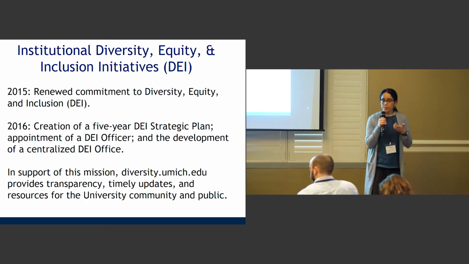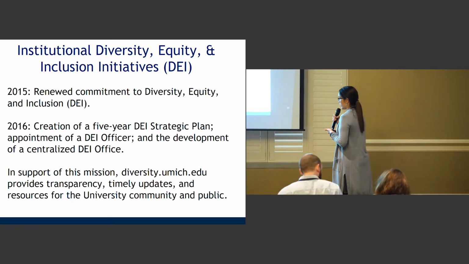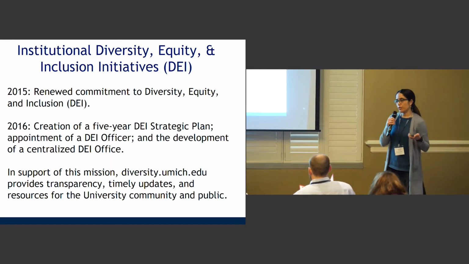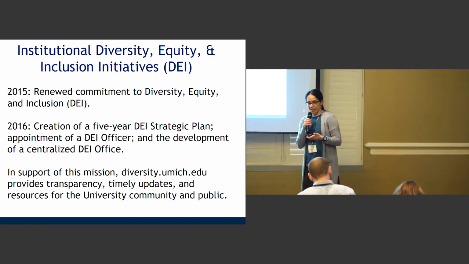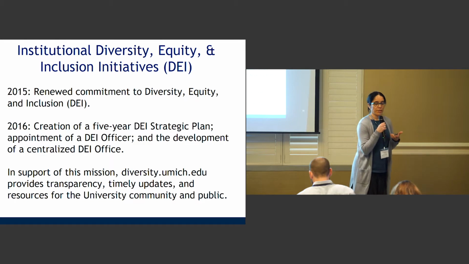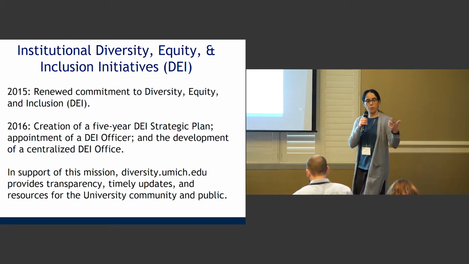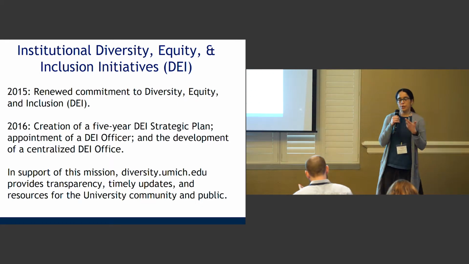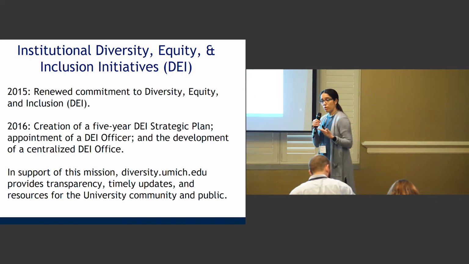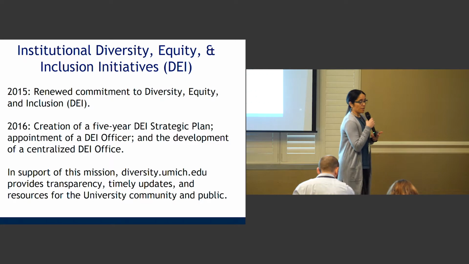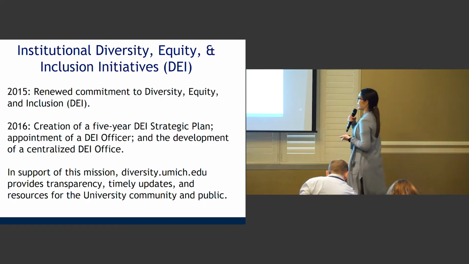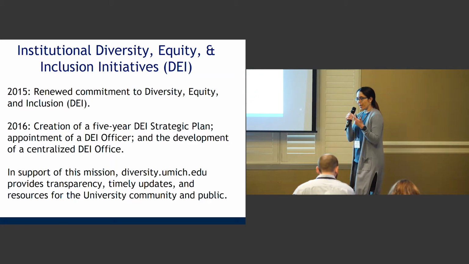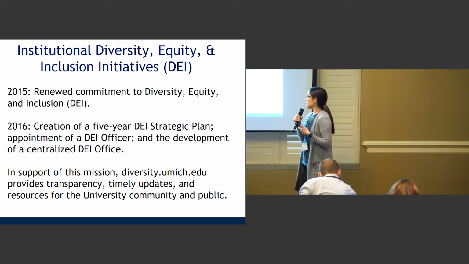So in 2015, there was a renewed commitment to DEI initiatives. It spent a whole year gathering administrators from across campus, all 19 colleges, units and departments, really strategically thinking what that means, and also how it filters into every type of work that we do wherever we are positioned at the university. There was also a huge issue in terms of holding us accountable to these initiatives. So in 2016, there was a creation of a 5-year DEI strategic plan, the appointment of a vice chancellor of DEI, and the development of a centralized DEI office in support of this mission.